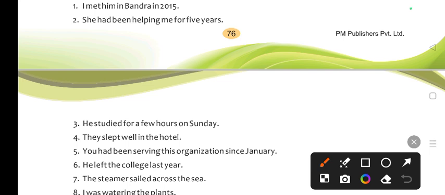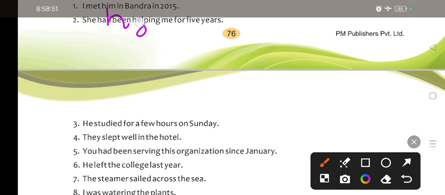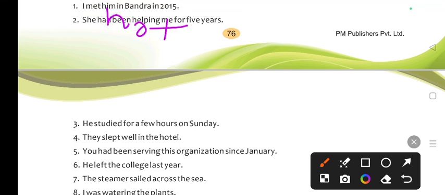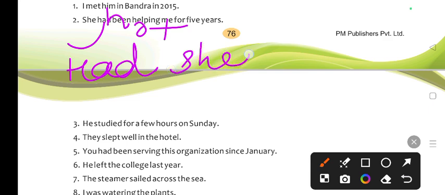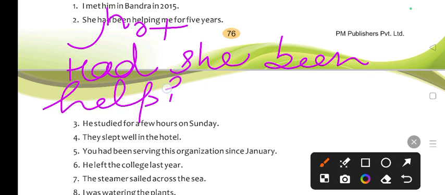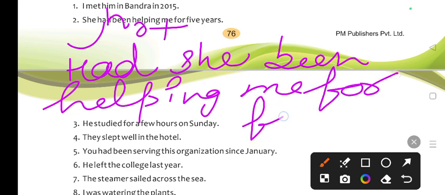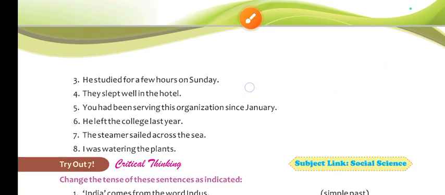She had been helping me for 5 years. So what we do here, we just put not between had and been. She had not been helping me for 5 years. And when you are changing it to a question sentence, then had will come first. Had she been helping me for 5 years? Okay. So children, you just reply to me for the second sentence in the chat box.